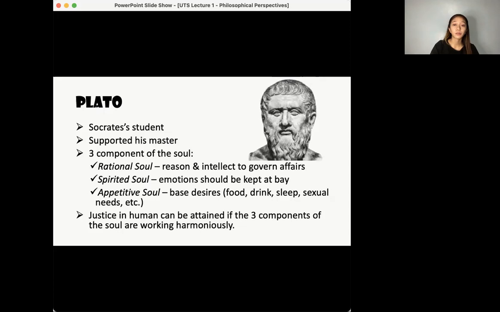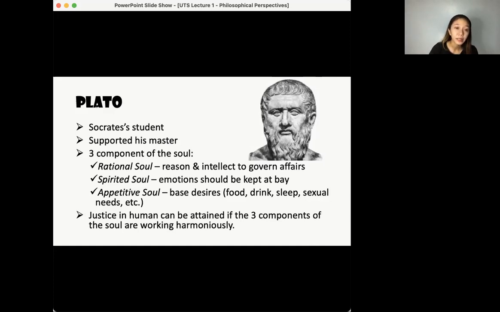So let's proceed to the next philosopher, and he is Plato. So si Plato is the student of Socrates. So he supports Socrates' idea that the man is dual in nature, which is composed of body and soul. So naniniwala siya sa ideas ng master niya or teacher niya. But he added that there are three components of the soul. So dinagdagan niya yung soul. Hinati niya sa tatlo. So these are the rational soul, spirited soul, appetitive soul.